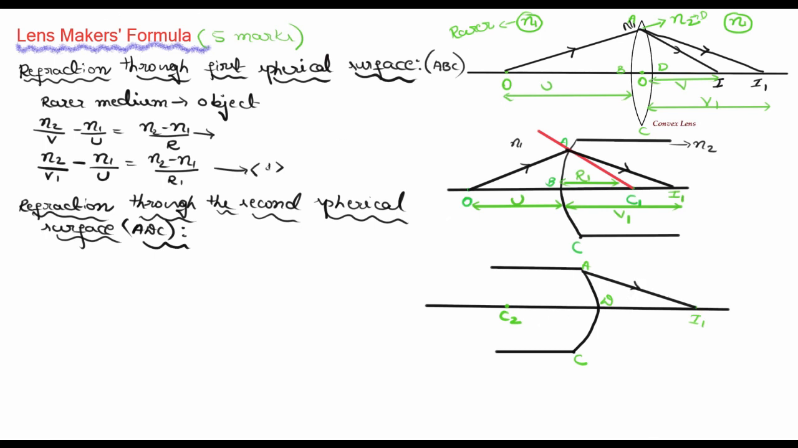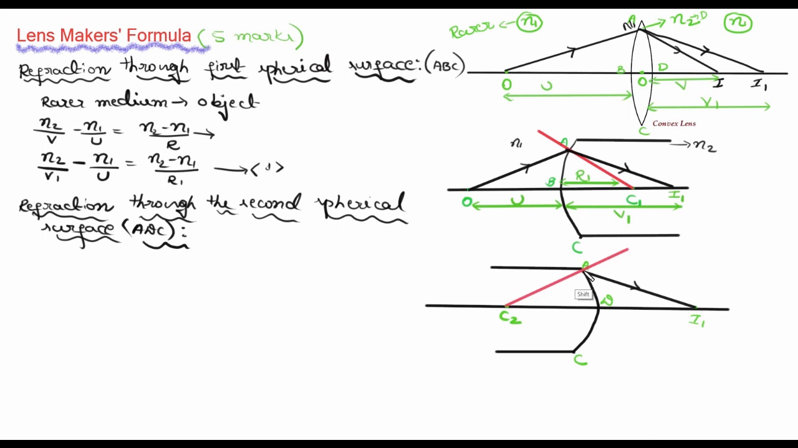Now let's draw the normal. How do we draw the normal? A straight line passing from the center of curvature to the point of incidence. So this is the normal. The red line is representing the normal. Since the light is traveling from denser to rarer medium, this lens is denser and the outer medium is rarer, so it is traveling out of the denser medium now. It will bend away from the normal.